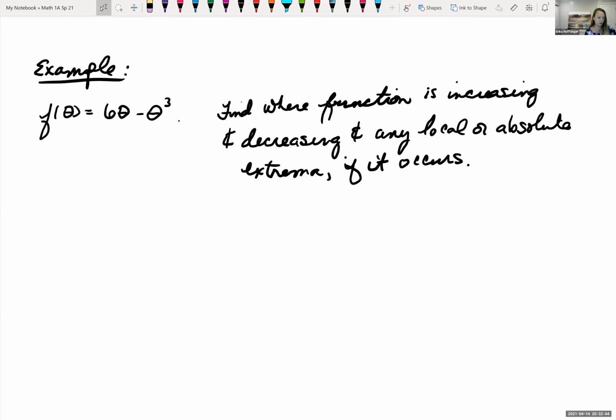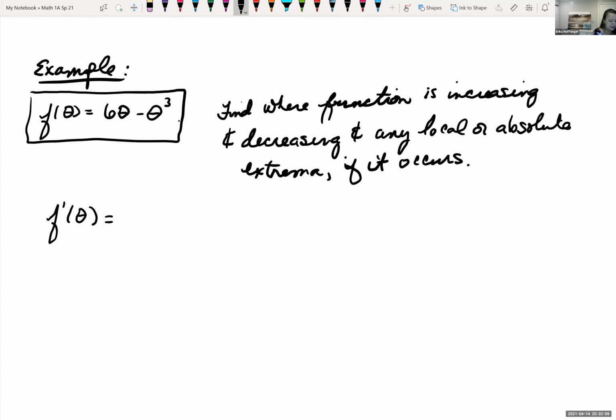And so remember, for critical points, we want to look at the derivative of our function and find where it's equal to 0 and undefined. First thing you want to do is take your derivative. Taking the derivative of f with respect to theta, the derivative of 6 theta is just 6, minus the derivative of theta cubed. So bring down our power, subtract 1 from the power, we get minus 3 theta squared. We now want to find where this equals 0 and where this is undefined.